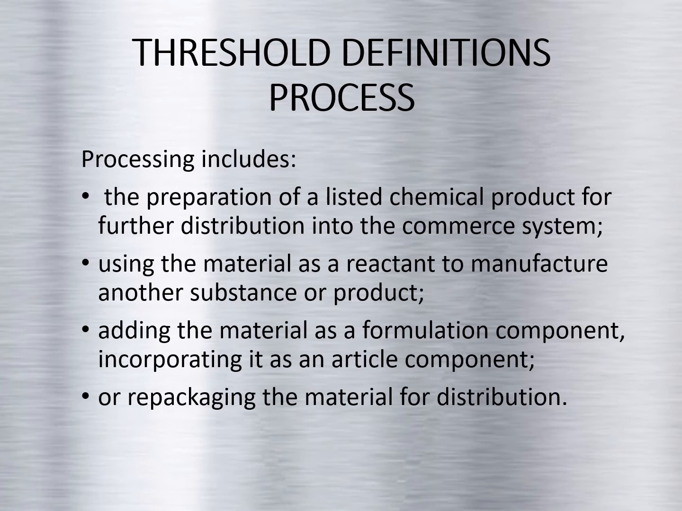Process is one of the trickier determinations. It includes something as simple as repackaging material from bulk storage into packaging for commercial distribution. It is processing if you use a material as a reactant to make a different product. If you add a material to a final product, it also counts as processing. For example, the solvents in paint, such as toluene or xylene, would be processed because it is added as an article component.